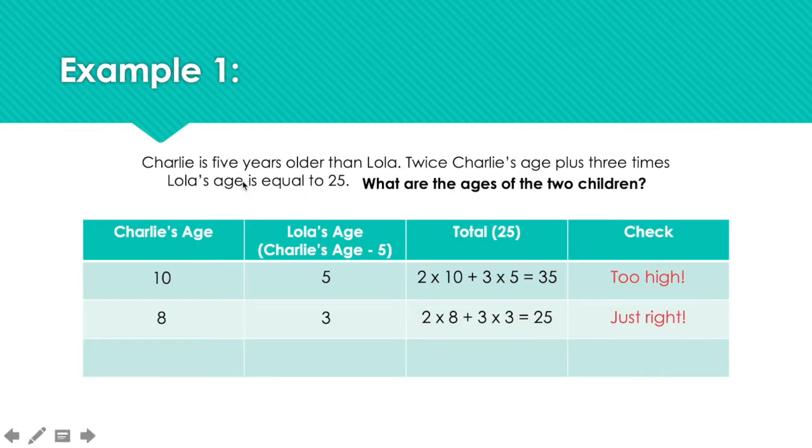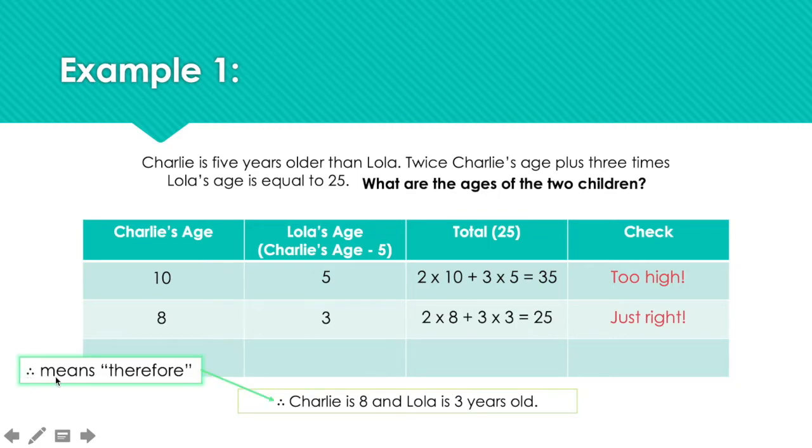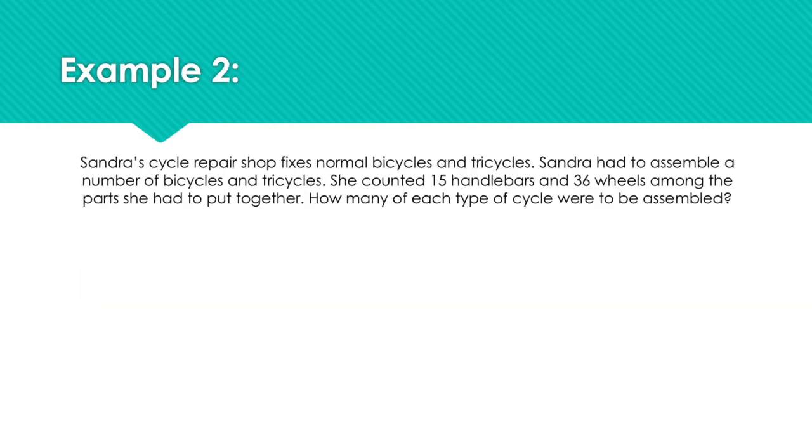Now, because it is a worded question, and if someone was looking at this table, they probably wouldn't be able to figure out what we were talking about. So we are going to put the therefore symbol. Charlie is 8 and Lola is 3 years old. That means therefore. So you can say from our working, therefore Charlie is 8 and Lola is 3 years old. Let's have a look at one more example.